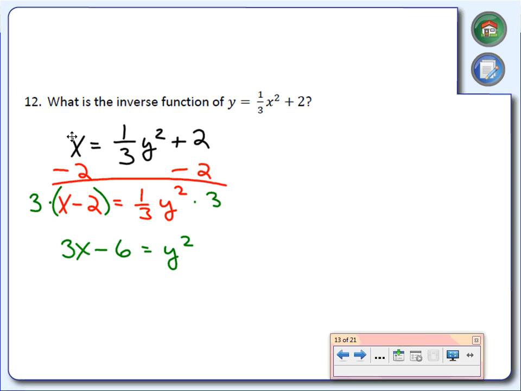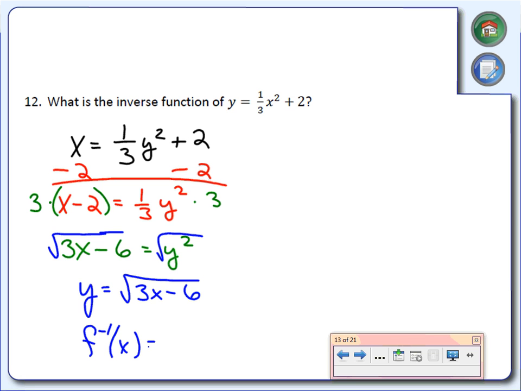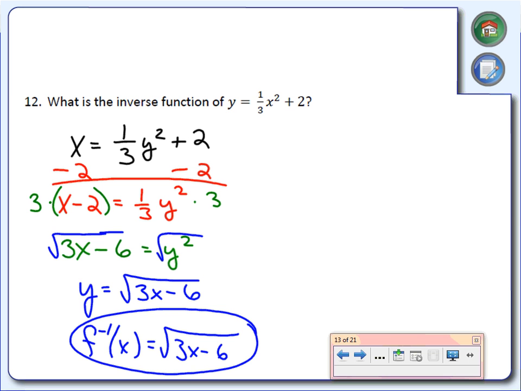I'm almost finished. I want y by itself. Right now I still got y squared. So what's the opposite of squaring? Square root. So now we're going to square root both sides, which means now I've got y is equal to the square root of 3x minus 6. Of course, remember we do have that notation for inverses, which is this right here. So this is our answer. That is the inverse of y equals 1/3 x squared plus 2. Is this sounding familiar? Remember doing this?